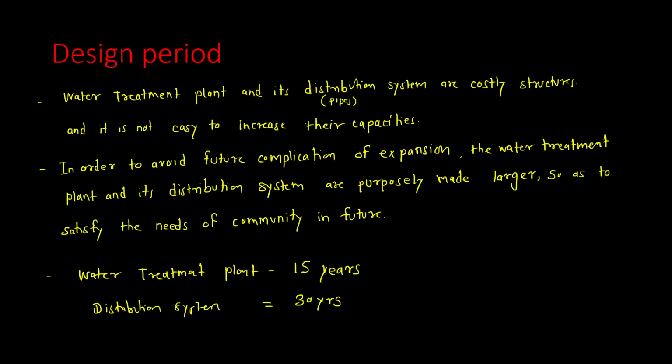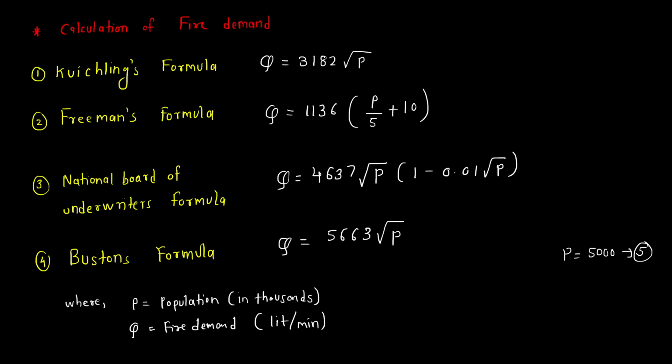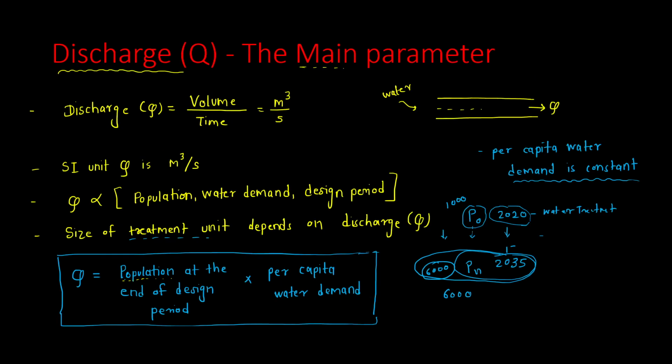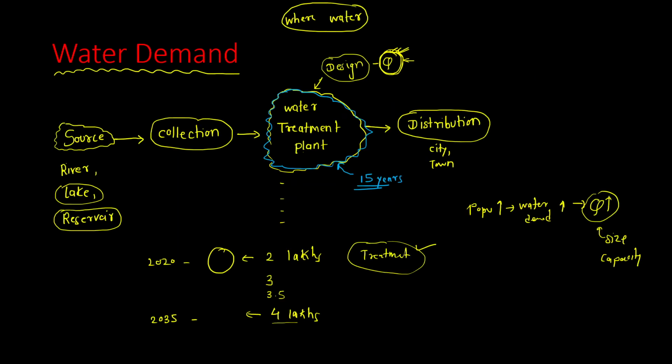Similarly, population forecasting means what will be the population after a certain amount of time. So why is this population forecasting required? For that we need to come to the basic concepts. We have seen in the first video that for the design of a water treatment plant, the most important parameter is discharge, that is Q.